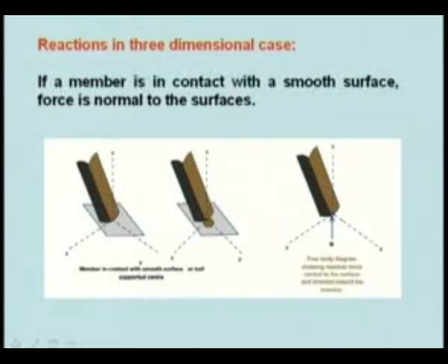Now, reactions in 3-dimensional cases will be like this. If a member is in contact with a smooth surface, then the force will be normal to that surface. So in this case, if a member is in contact with a smooth surface, or it is supported by a ball, and we make the free body diagram of that structure, the free body diagram shows the reaction force normal to the surface and directed towards the member. On a smooth surface, the reaction has to be this one. Suppose we put some object on a smooth floor, then the reaction will be normal to the floor only.